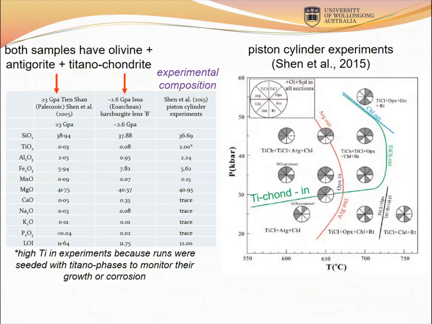And so, as I said, this is backed up by experimental work, which shows that if you get this titanochondrodite, you've got to be somewhere in the order of 2.6 gigapascals. In other words, 26 kilobars. So very, very high pressures, not the kind of pressure you actually get within crustal metamorphism.